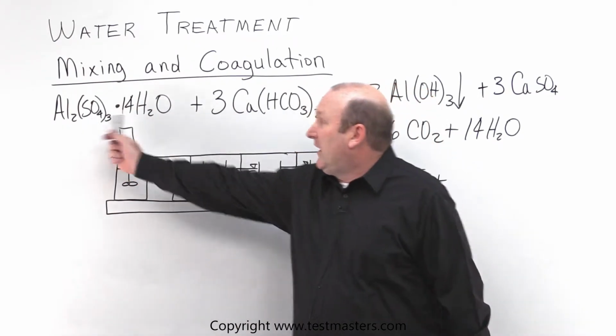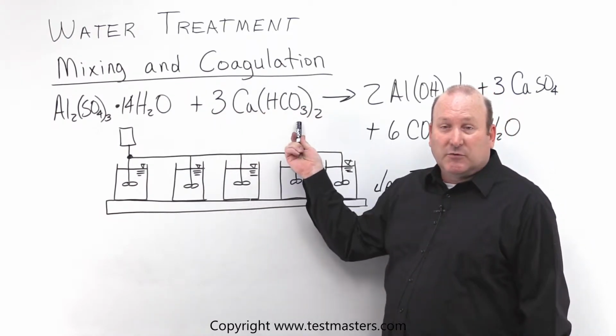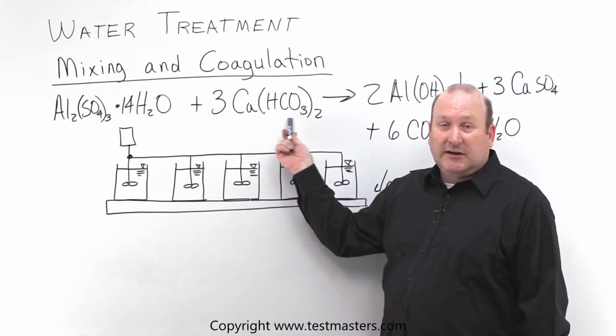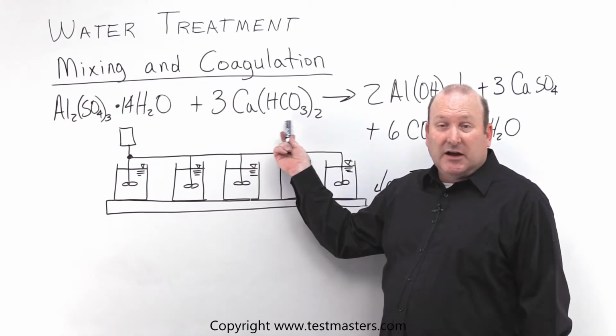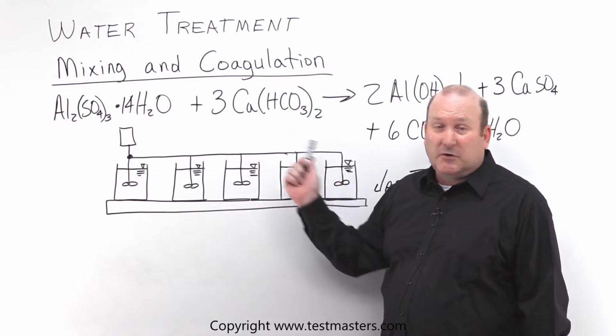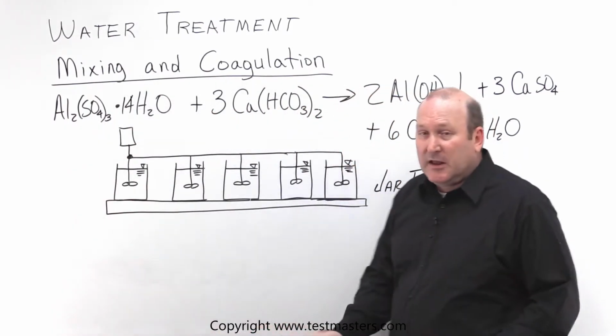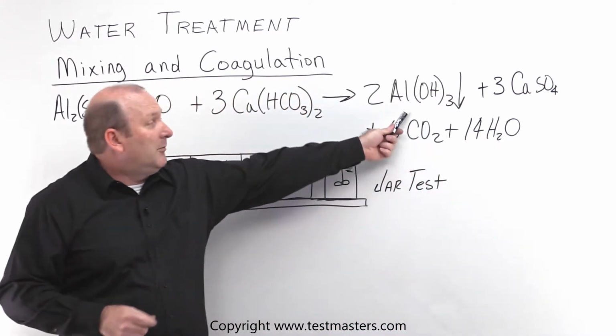But the aluminum sulfate reacts with calcium bicarbonate. This represents alkalinity in the water being treated. So alkalinity, the bicarbonate ion concentration in the water, is representative of the alkalinity in the water. Thus, the calcium bicarbonate reacts with the aluminum sulfate and produces aluminum hydroxide.